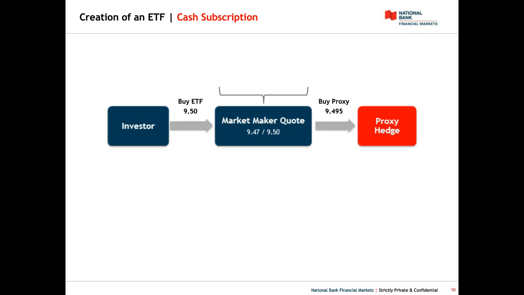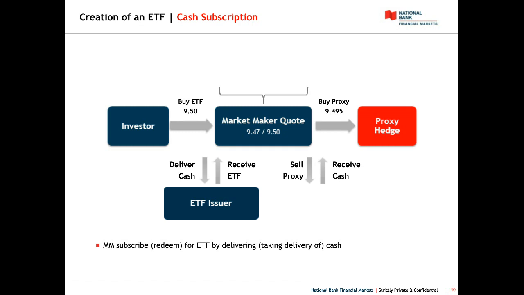Now, when that market maker subscribes, instead of delivering the portfolio, they need to sell their proxy hedge for cash and deliver the cash, not the securities, in exchange for the ETF. Now, we think this is an important concept when trading innovative strategies or asset classes because you can rest assured that market makers are using various tools to offer the most efficient and favorable pricing.